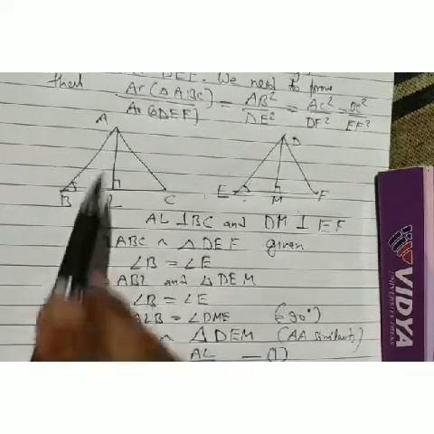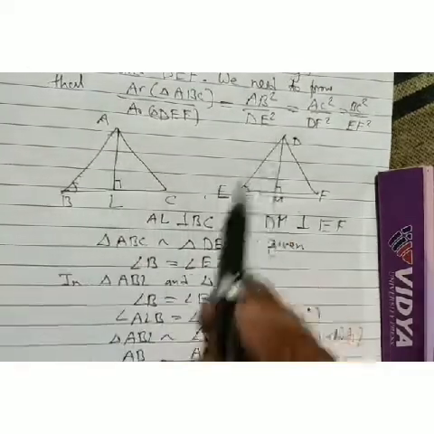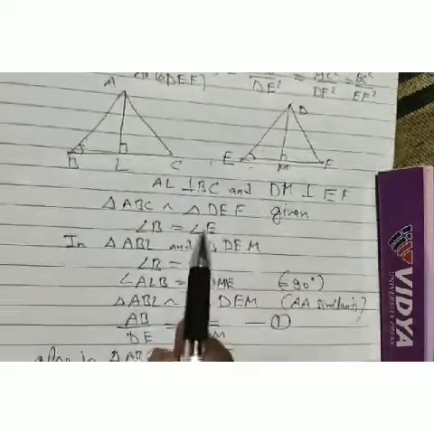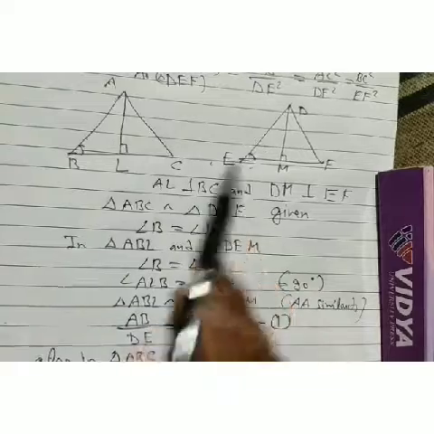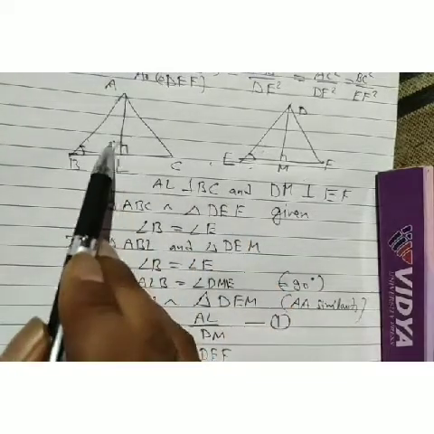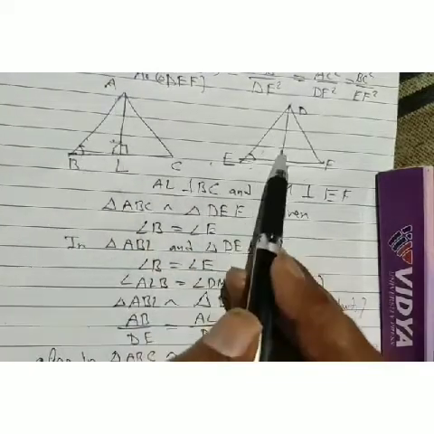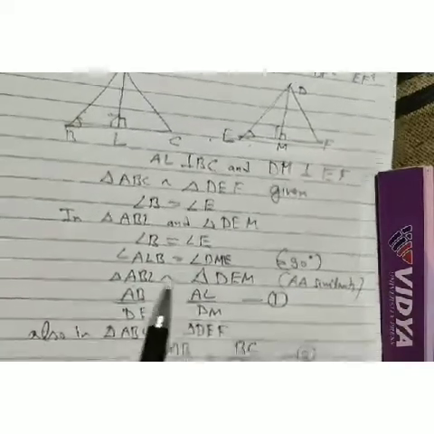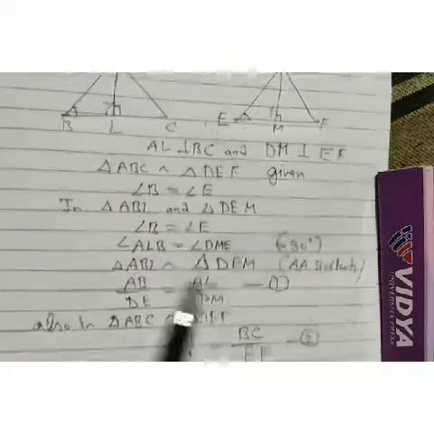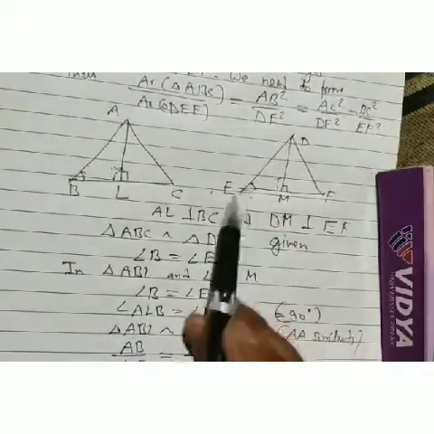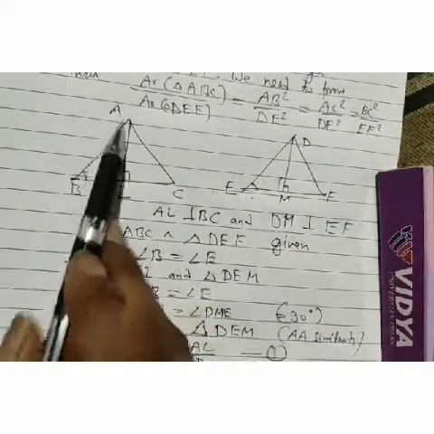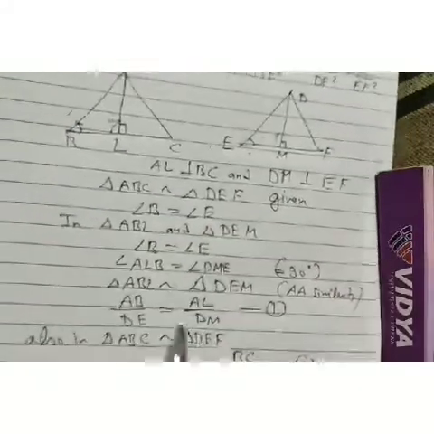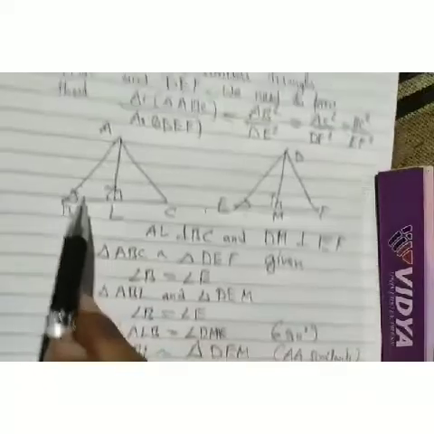Then after that we take the triangles ABL and DEM. We are going to show that these triangles are similar. How? Angle B equal to angle E. Also angle ALB is equal to angle DME. Both are 90 degrees. Then by the angle criterion, triangle ABL is similar to triangle DEM. Now with triangles ABL and DEM similar, then we have what? AB is to DE is equal to AL is to DM.